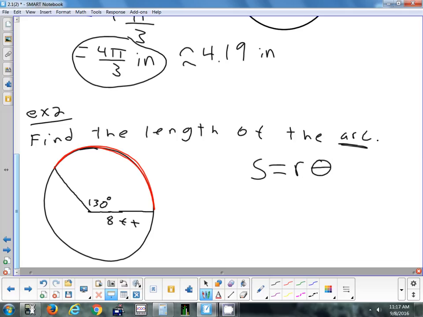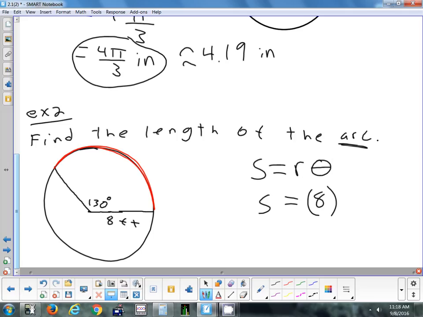And Rebecca, what's one number here that I could plug in, and tell me what letter you plug it in for? 8 feet for the radius. Yep, I like that. So we have 8 feet for the radius. And Nolan, what about the 130? What's that?